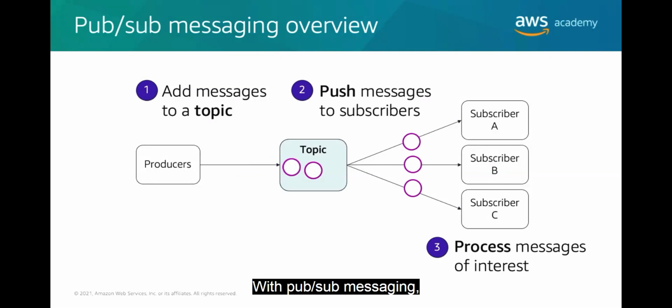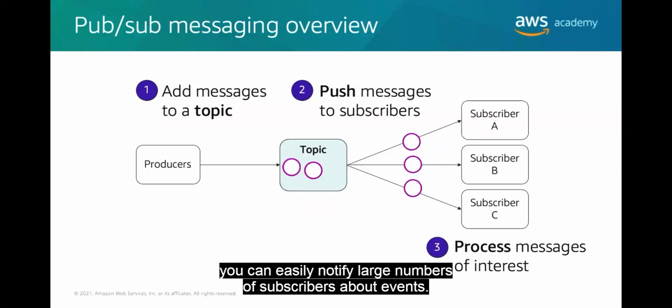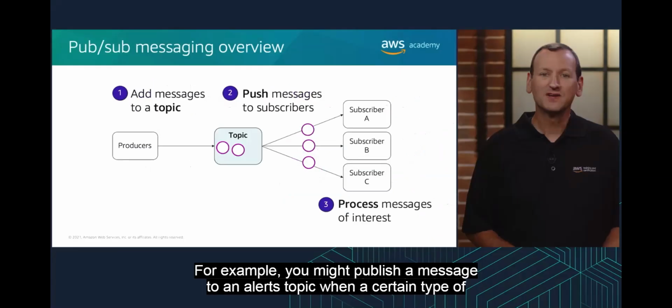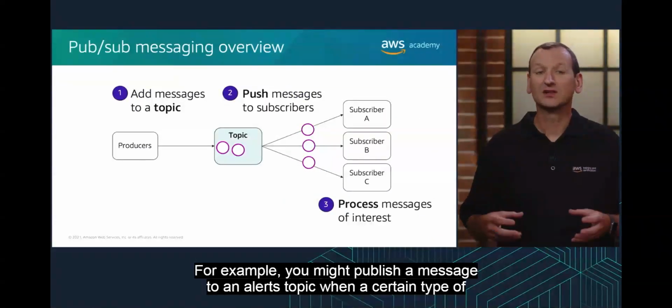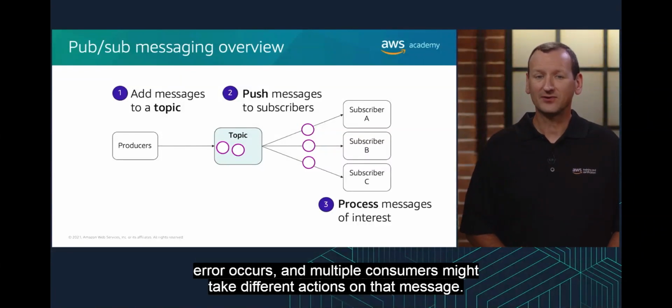With pub/sub messaging, you can easily notify large numbers of subscribers about events. For example, you might publish a message to an alerts topic when a certain type of error occurs, and multiple consumers might take different actions on that message.